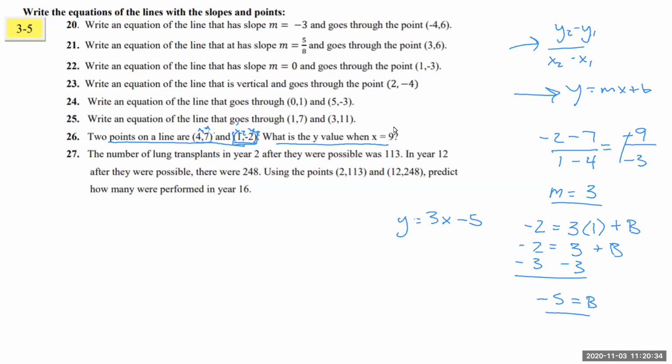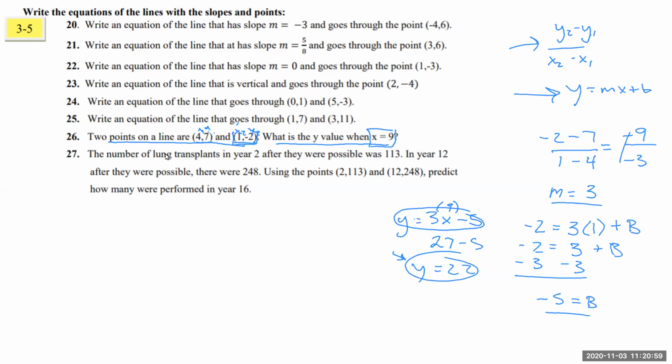Okay, and then of course we're not done, because now we have to find the value of y when x is 9. So we're just going to plug in 9 here. We have 27 minus 5. So our y is just going to be 22. So we have two answers to this, because we have the equation and then we also have the answer after we plug in the x.